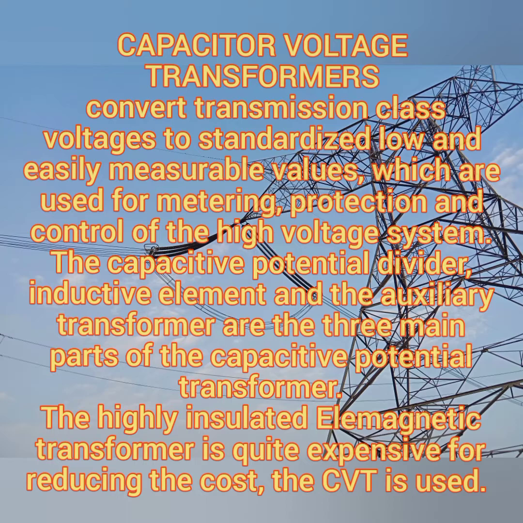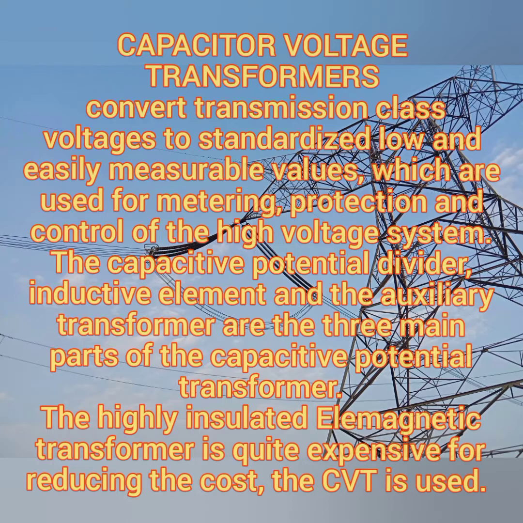So normally, a capacitive voltage transformer measures the voltage in our system. It converts a transmission class voltage to standardized low and easily measurable values, which are used for metering, protection, and control of high voltage systems. The capacitive voltage transformer consists of inductive elements and auxiliary transformers, which step down the higher level voltage to a lower level voltage. Then the highly insulated electromagnetic transformer is quite expensive.